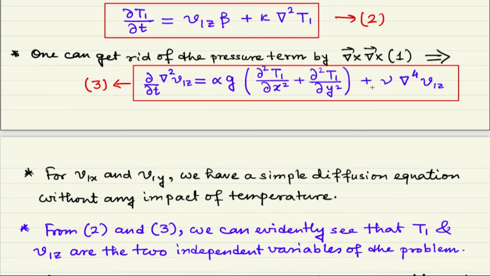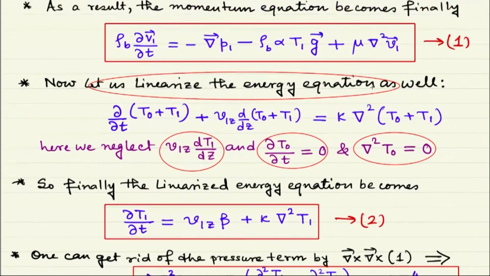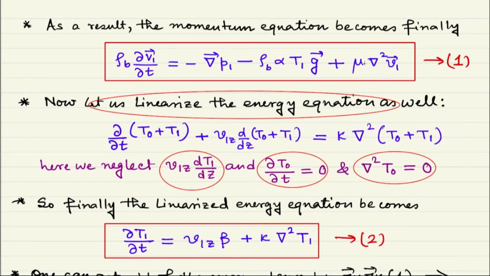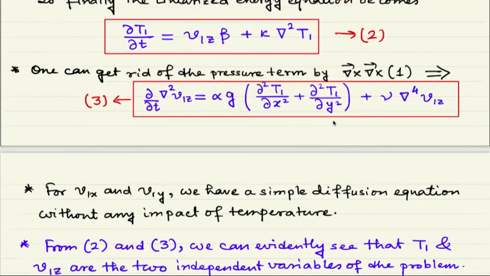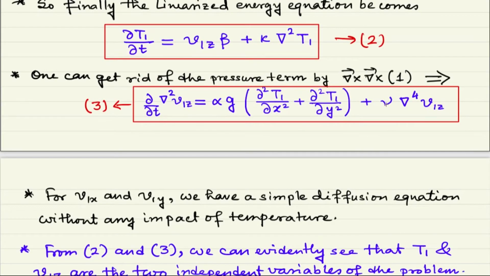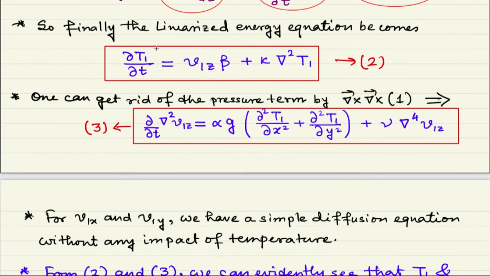Of course, η, if you remember well, is nothing but μ/ρ. Here you can simply take η as μ/ρ0, which is also very close to μ/ρb. This is the coefficient of kinematic viscosity. So finally, in our equations there are only two unknowns: T1 and V1Z.